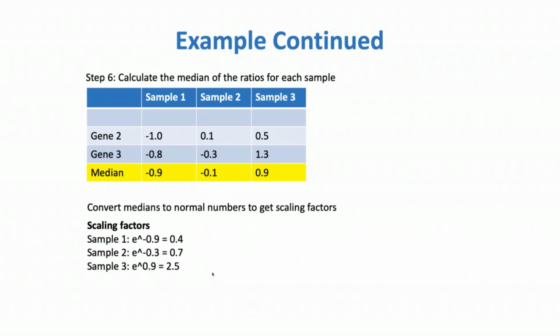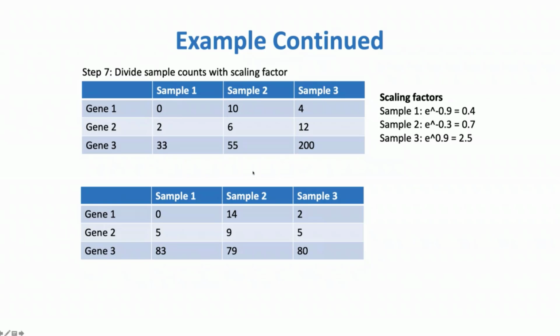And because we calculated everything in log space, we first have to bring them back to the normal world. So we take the exponent of those. So now we have the scaling factors 0.4, 0.7, and 2.5. And with the scaling factors, we actually divide our values. So we had our original values in this top table, and now with the scaling factors that we identified, we divide these values by their corresponding scaling factor.